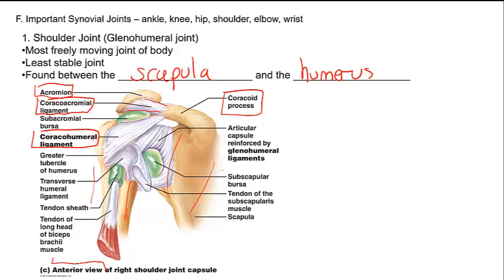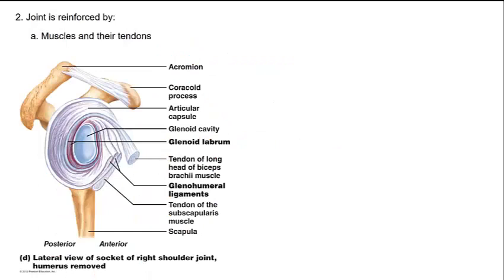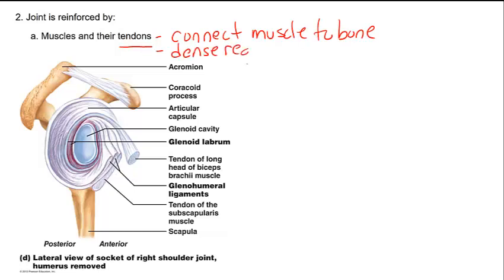You can also see some bursae scattered throughout here between processes or structures that are going to rub up against each other. You can see the tendon sheath also. So what stabilizes these joints? Well, one thing is muscles and their tendons. Now remember, tendons connect muscle to bone and are often constructed of dense regular connective tissue.